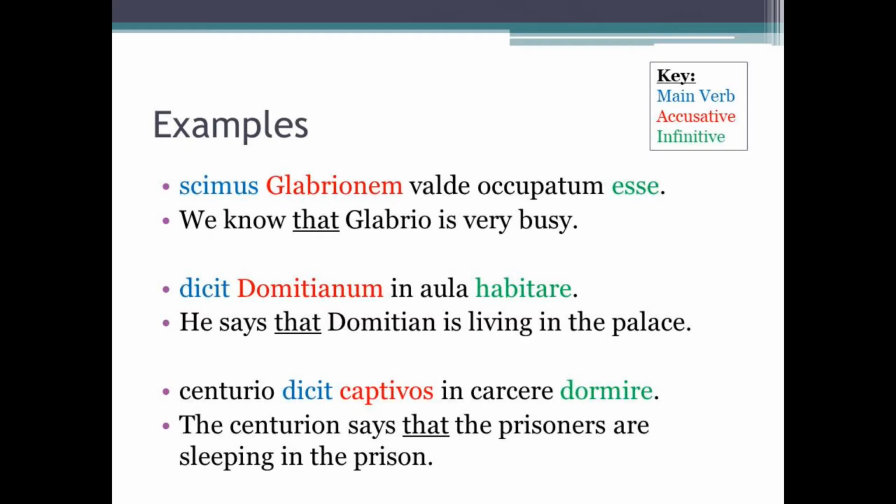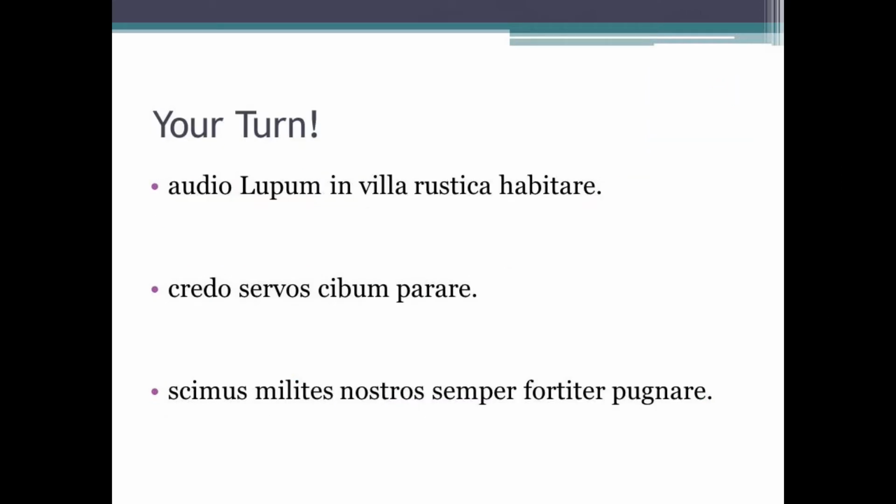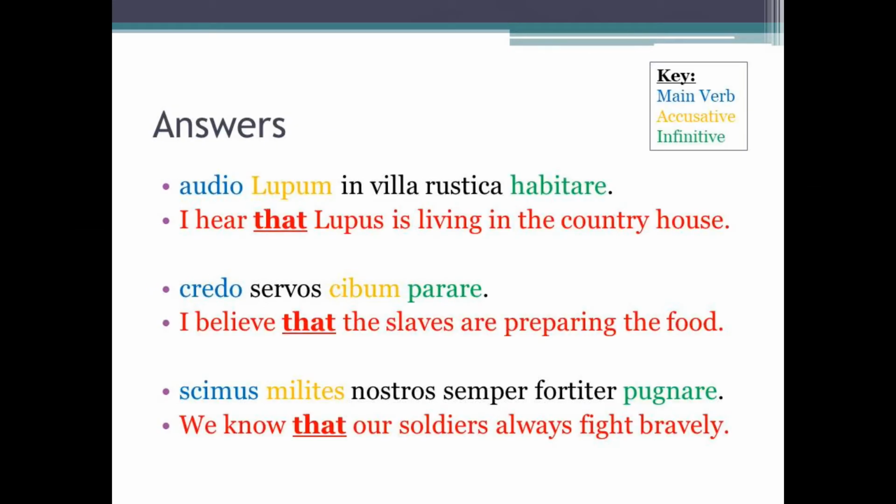And you'll notice in each one of these sentences, the English translation includes the word that. And you'll also notice that I've colour-coded the main three components of an indirect statement, and the key is in the top right of this screen. Okay, so now I would like you to pause the video and have a go at these sentences. So now, let's go through the answers.